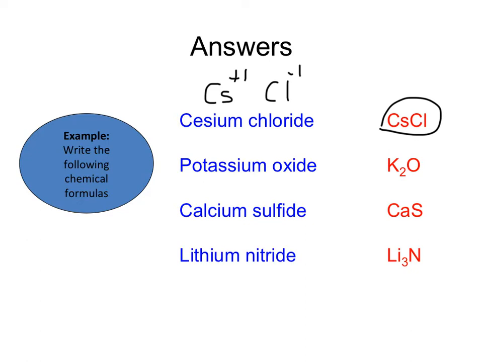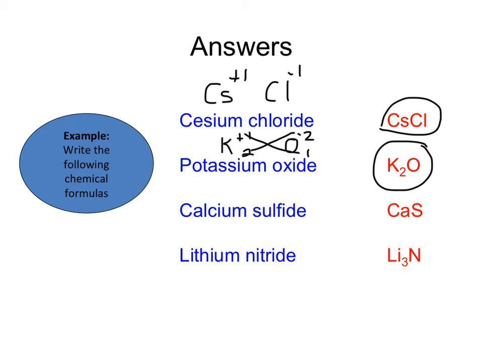In the next example, potassium is K. It's in group 1, so it has a +1 charge. Oxygen is O, and it's in group 6, so it has a -2 charge. So what we're going to do is do that quick crisscross method, and you'll see that you get K2O.